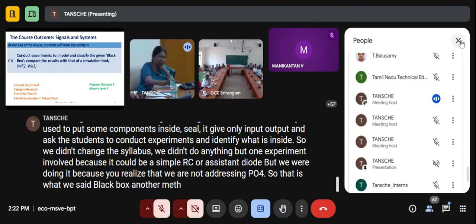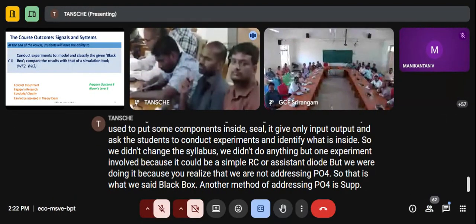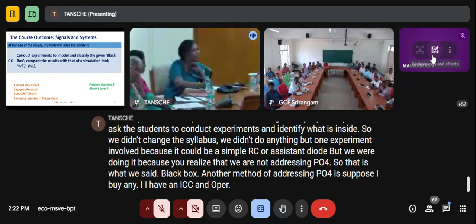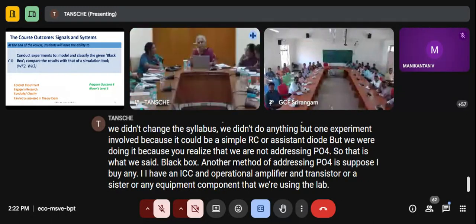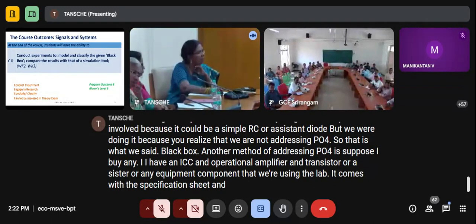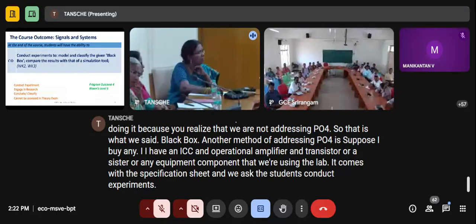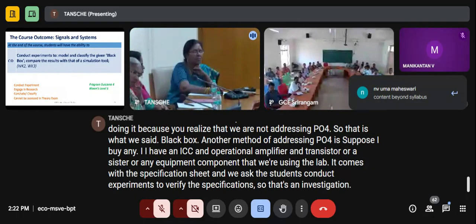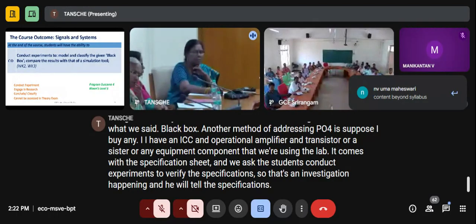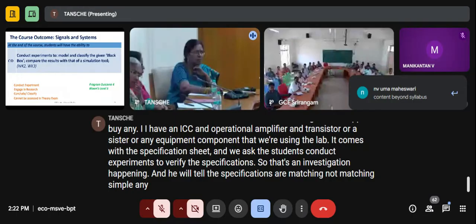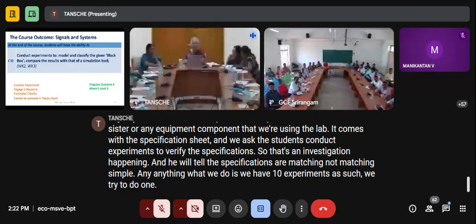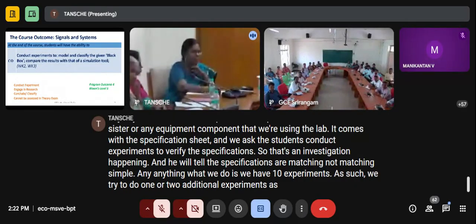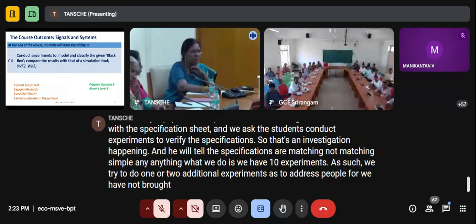Another method of addressing PO4 is, suppose I have an IC, say an operational amplifier, a transistor, a resistor, or any component that we use in the lab. It comes with a specification sheet, and we ask the students to conduct experiments to verify the specification. So there's an investigation happening, and he will tell whether the specifications are matching or not matching. What we do is we have 10 experiments, and we try to do one or two additional experiments to address PO4. We have not brought in drastic changes in the form of laboratory conduction.